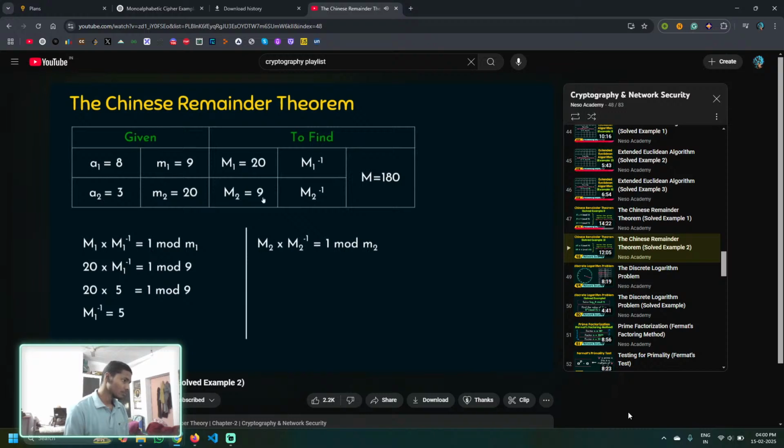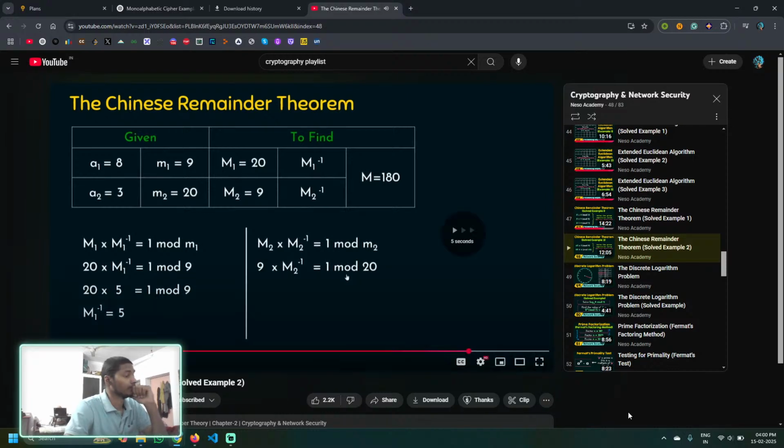We know the value of capital M2, which is 9. So I'm placing this 9 here, and we know small m2, which is 20 here. So 9 into what? We will get 1 as the remainder when it is divided by 20. So let's try with 1. No. 2. No. 3. No. 4. No. 5. No. 6. No. 7. No. 8. No. 9. 9 into 9 is 81. 81 when it is divided by 20, 4 times 20 is 80, we get 1 as the remainder.